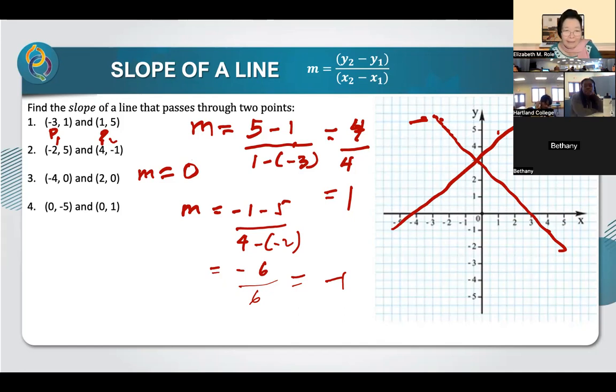Now, what does it look like when the slope is 0? What kind of line is it? (-4, 0) and (2, 0). Okay, this one is the line, right? So it is a horizontal line. So when your line is horizontal, the slope is 0. The reason is that there's no movement along the y-axis. Regardless of how you move your x, your y doesn't move anywhere. Therefore, the slope is 0. How about number 4?